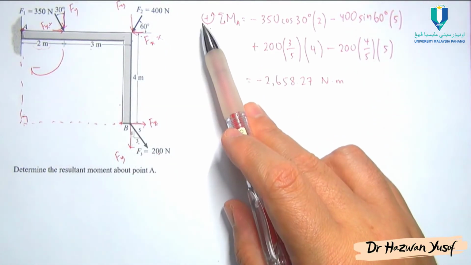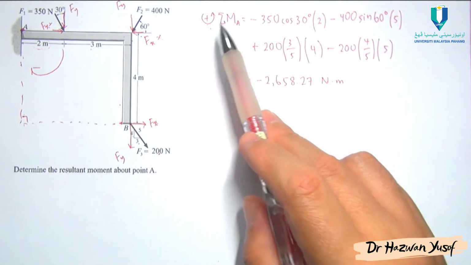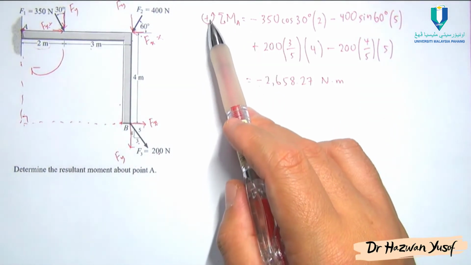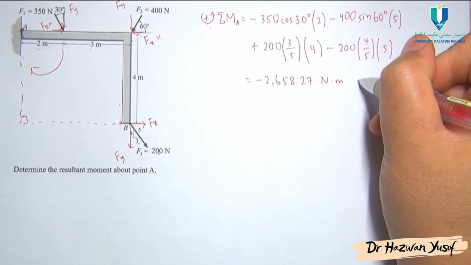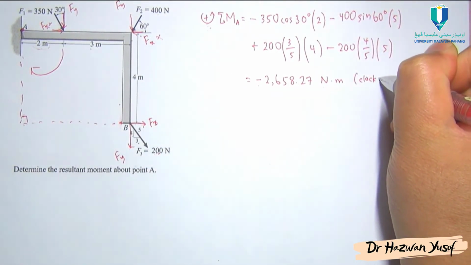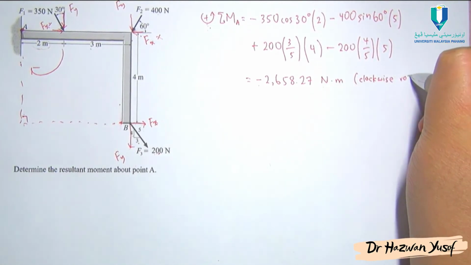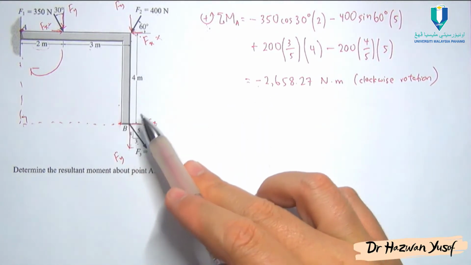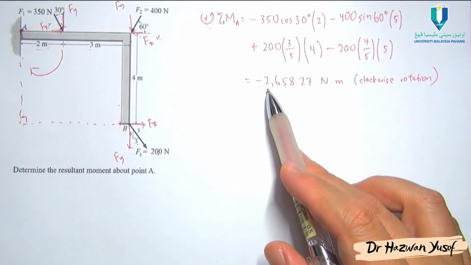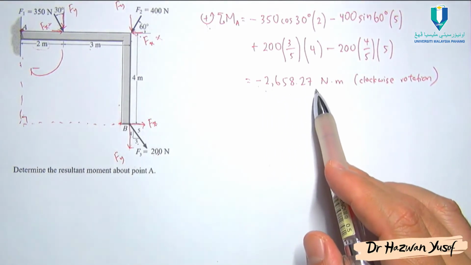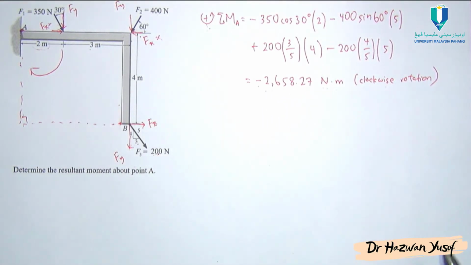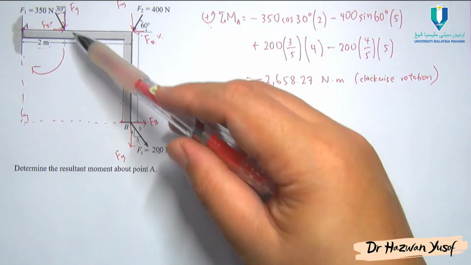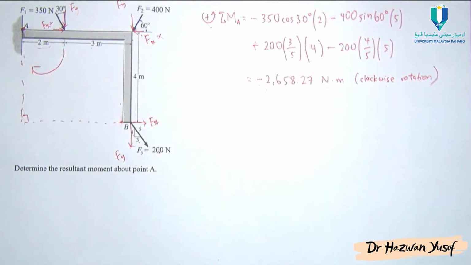And we get a negative value. Our assumption is counterclockwise to be positive. Therefore, this negative means that the correct rotation is not counterclockwise, but clockwise rotation. So the value of the moment created by these three forces is 2658.27 Newton meter clockwise rotation. That's it. So hopefully you can understand how to determine the rotation, positive or negative.